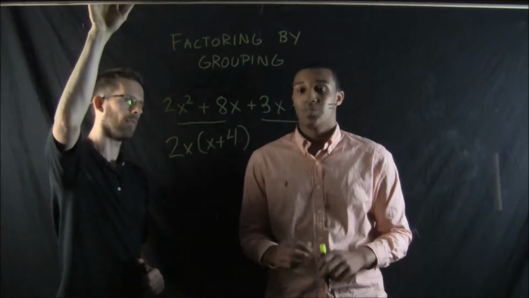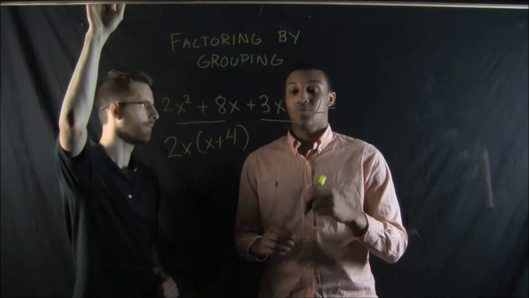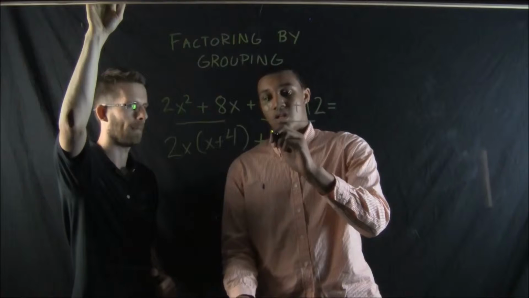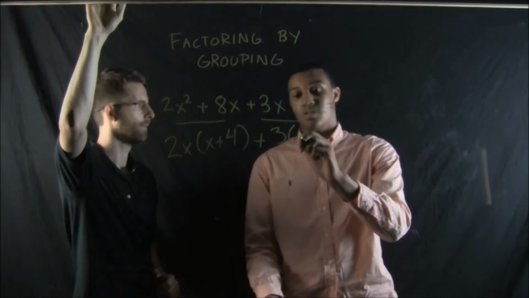And on this pair, we have 3x plus 12. We look at the coefficients again, and we see that they have 3 in common. And so after you take the 3 out, we're left with x plus 4.